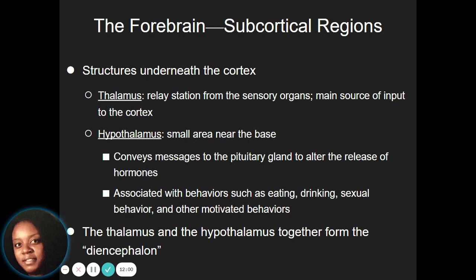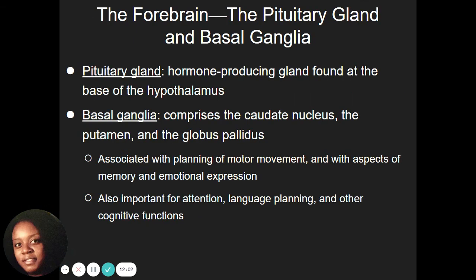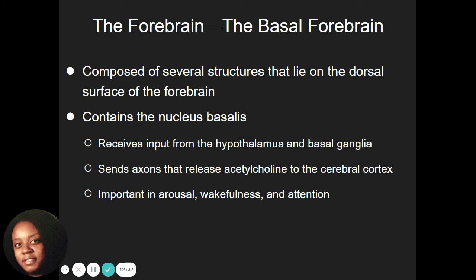These two glands work together. The pituitary gland is what helps secrete hormones. It is a part of your hypothalamus, and the basal ganglia is composed of the caudate nucleus and various other organs that help you maintain your attention. It helps you mentally focus and plan, and also plays a role in movement.